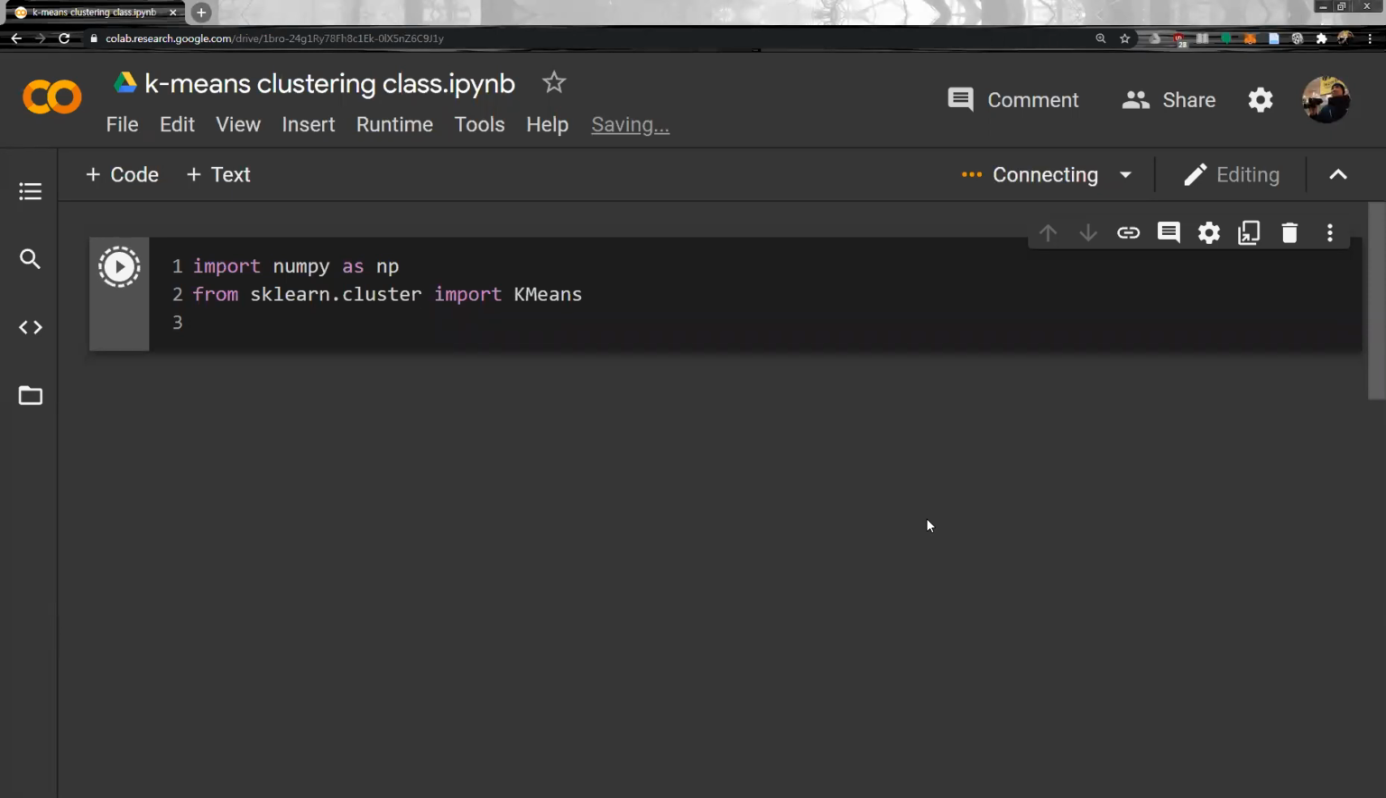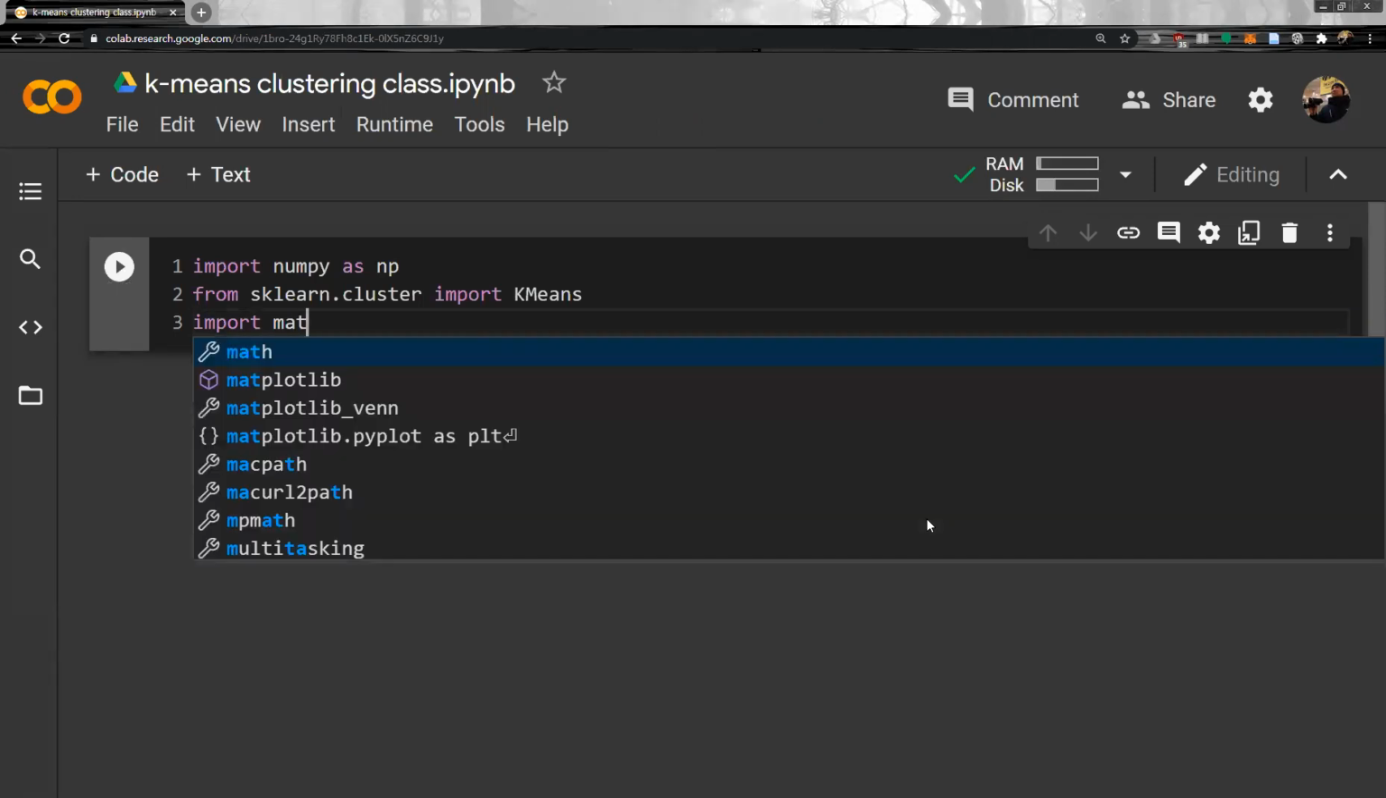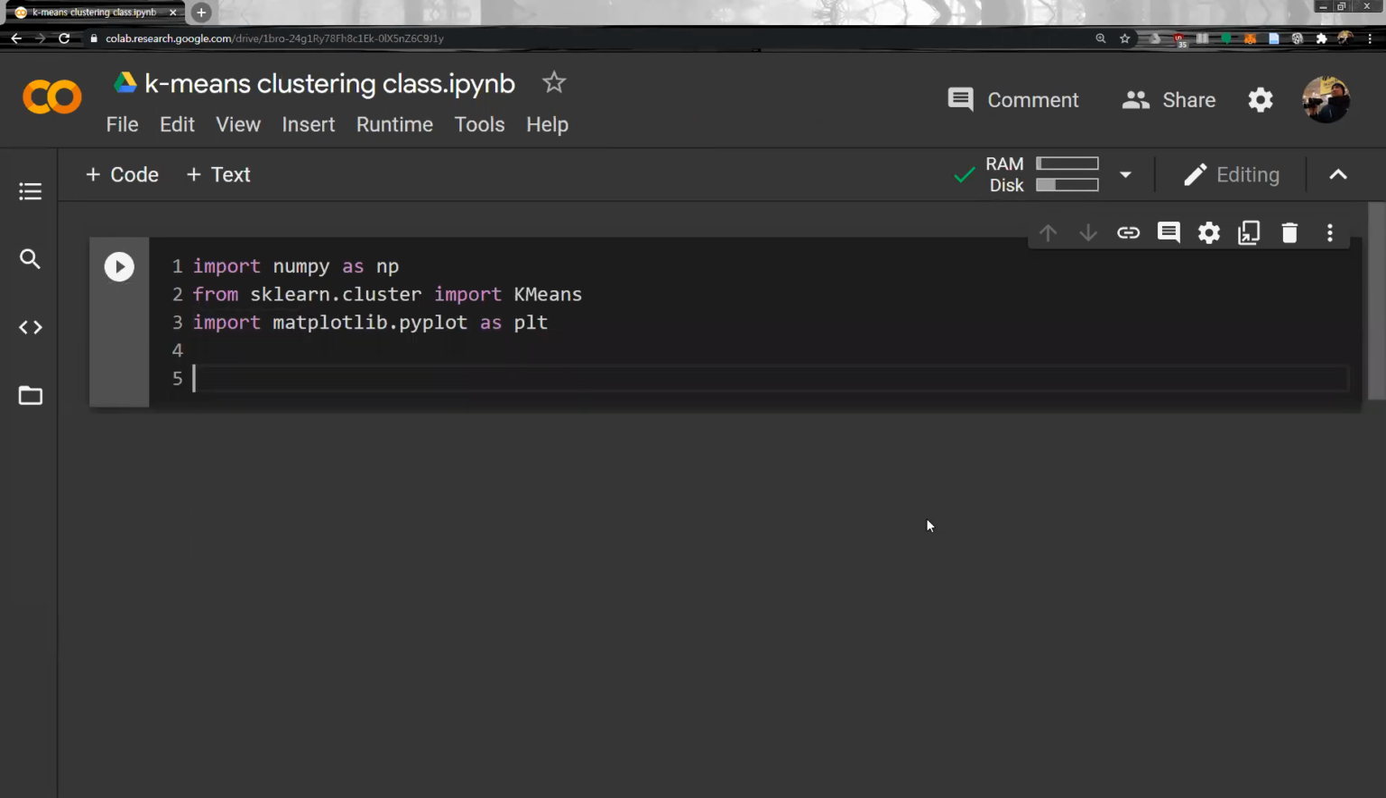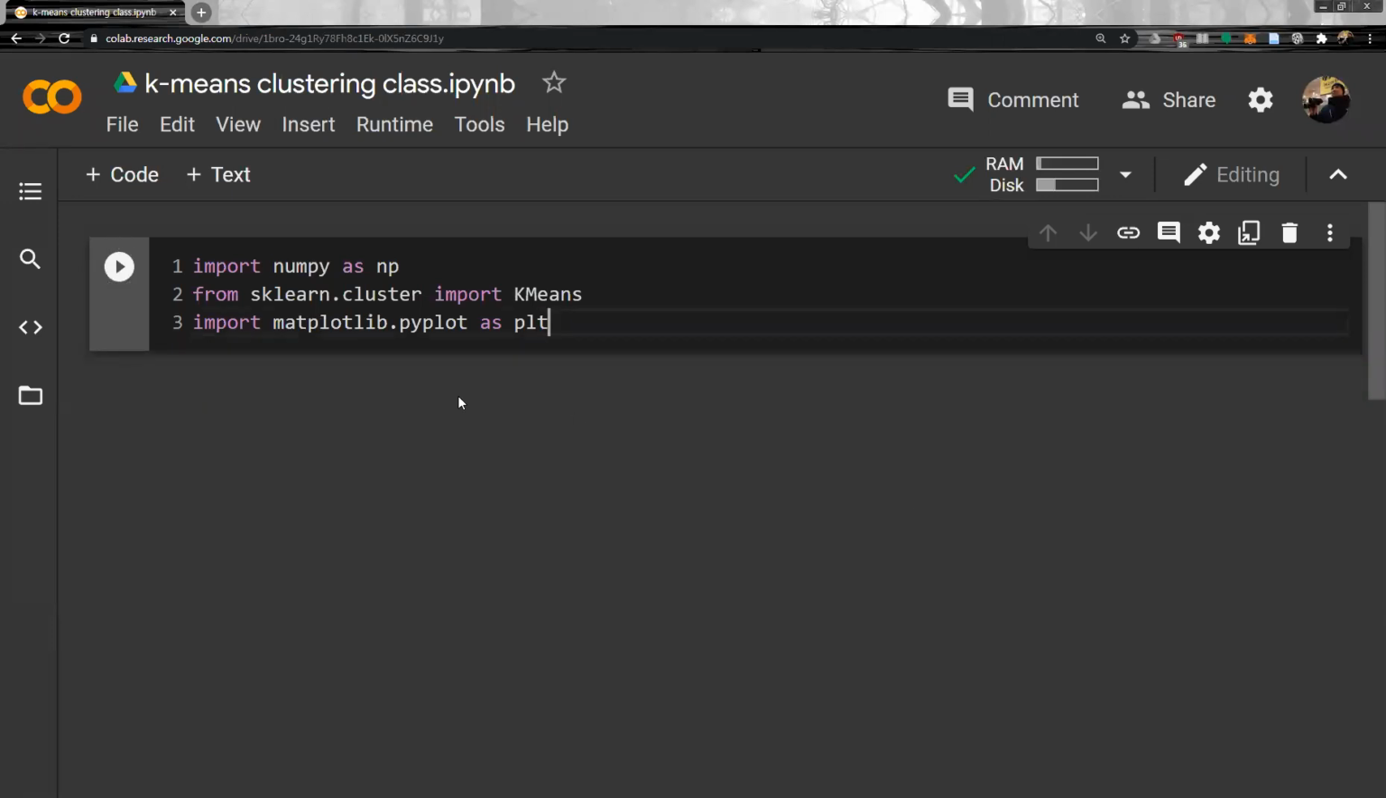for graphics, to visualize, from matplotlib.pyplot import, the matplotlib pyplot as plt. Okay, and then code.